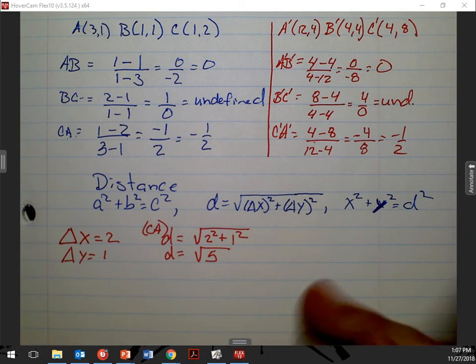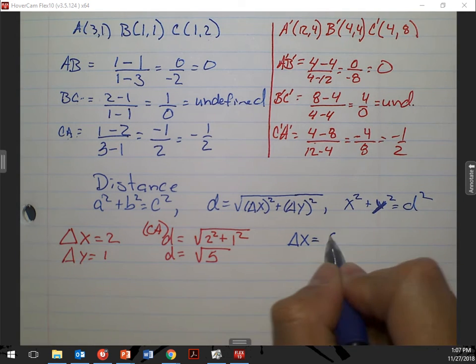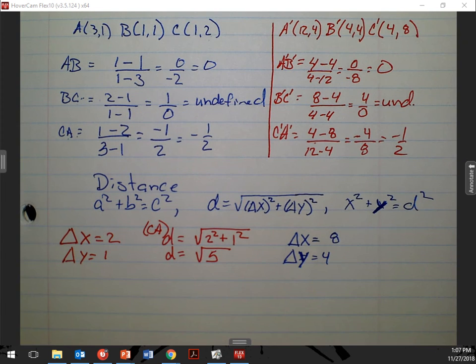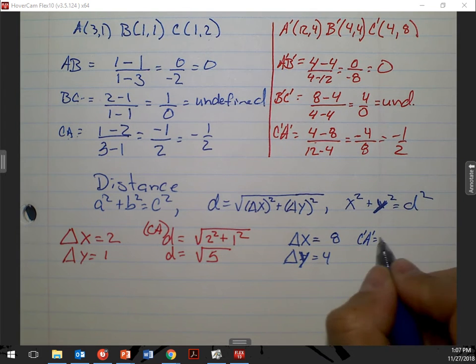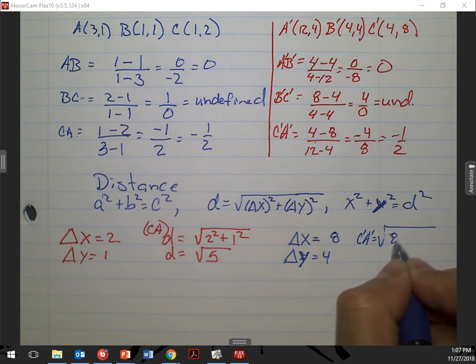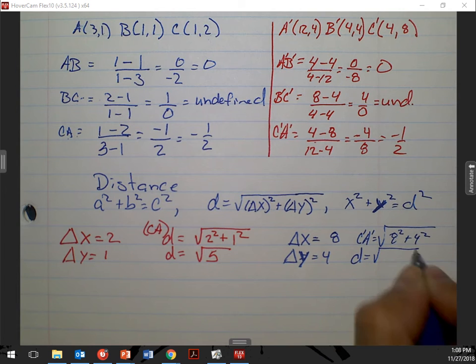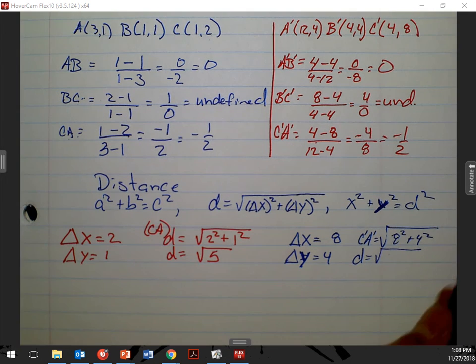So I'm going to do the math on it. So for this one, my delta x is going to be 8. My delta y is equal to 4. So let's go. My C prime A prime is equal to 8 squared plus 4 squared. So my distance is going to be 64 plus 16. So is that 8 squared? Yeah. So it's going to be 80.